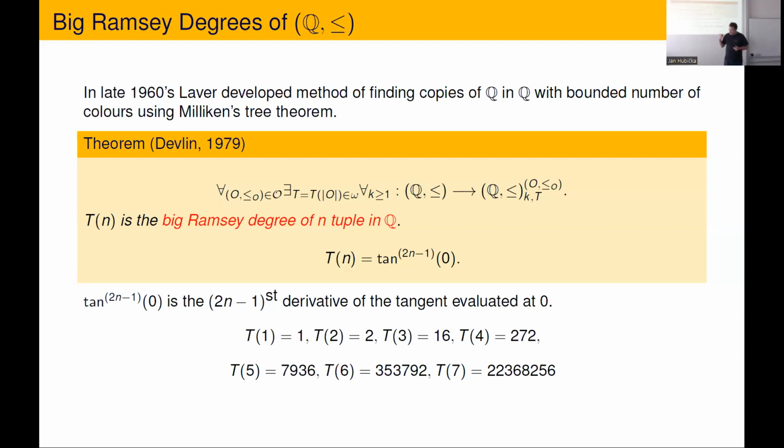So if you put this sequence of numbers into the encyclopedia of sequences, it will tell you that those are the Ramsey types. This is the sequence which is also called the odd tangent numbers, because of the derivative of the tangent. So what I would like to do is explain how this theorem is proved to some degree, and then show some new developments about that.